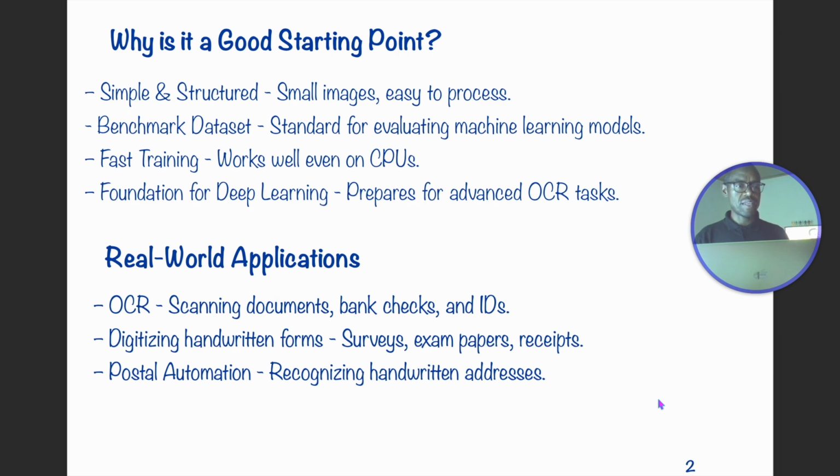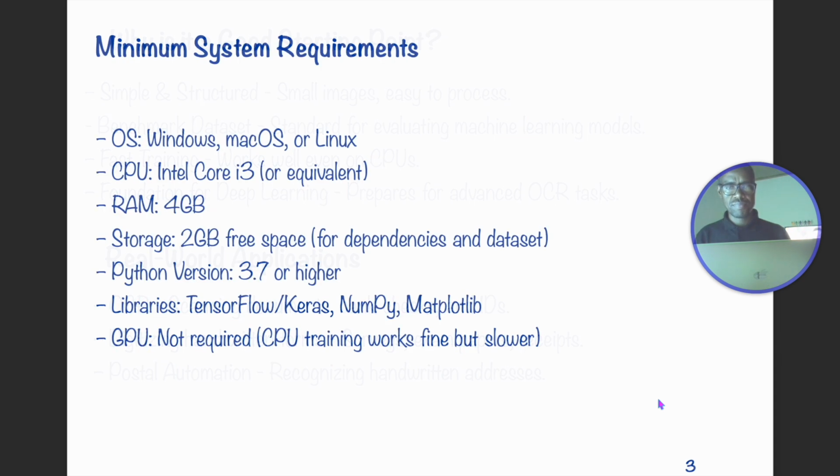One of the applications of MNIST is OCR. OCR involves scanning documents, bank checks, and IDs. Another real-world application is digitizing handwritten forms, like surveys, exam papers, and receipts. Another real-world application is postal automation, recognizing handwritten addresses.